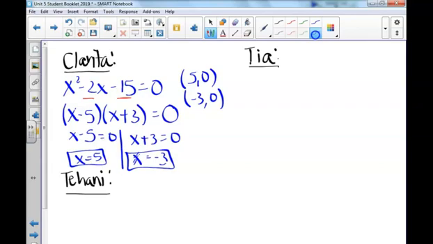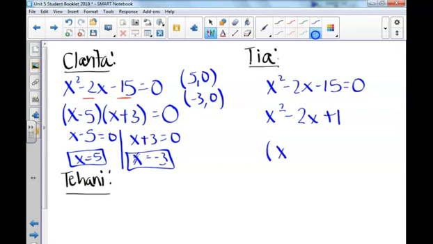Tia's strategy is to solve by completing the square. In our previous unit, we focused on how to complete the square to find the vertex. Remember that we will take half of b and square it. Half of negative 2 squared would be plus 1. And then we write this as a quantity squared. So this would be x minus 1 squared. And we need to go from one little square to negative 15. So mathematically, to go from a positive 1 to negative 15, we would need to subtract 16.